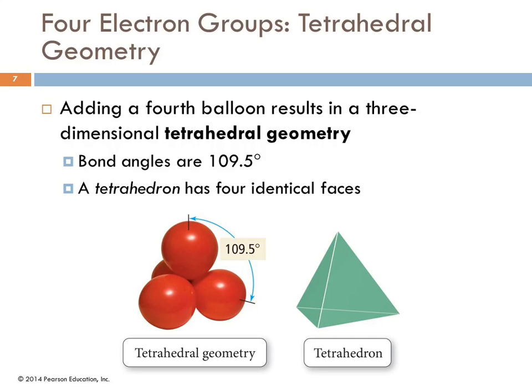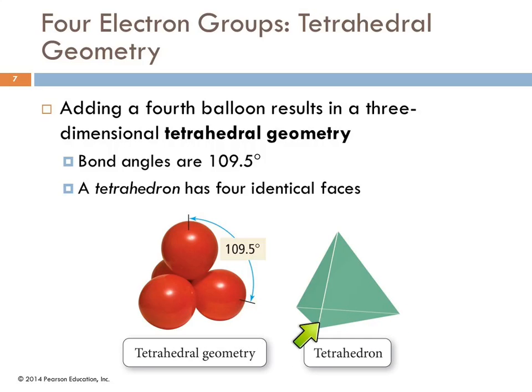If we stick a 4th balloon in there, it's going to push these guys down a little bit. And we're going to end up with 109.5 degree angles between all of the balloons. And this forms a tetrahedron. A cube has 6 sides that are squares. A tetrahedron has 4 sides that are triangles. So this is a tetrahedron.